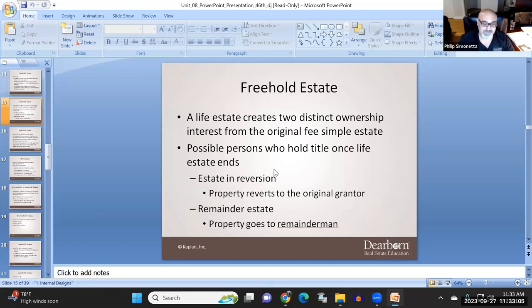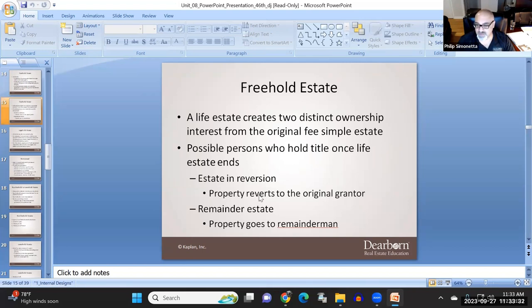That makes sense? Yeah, remainder man is the person or entity that gets the property or the real estate after the life estate ends, the last day. Okay. Good. And estate in reversion is when it goes back. It reverts back, right? Reversion. It reverts back.